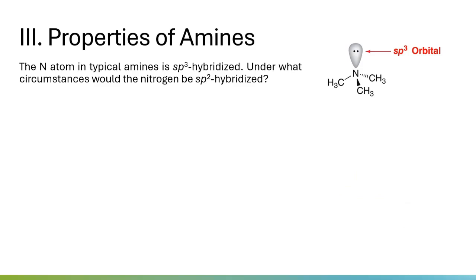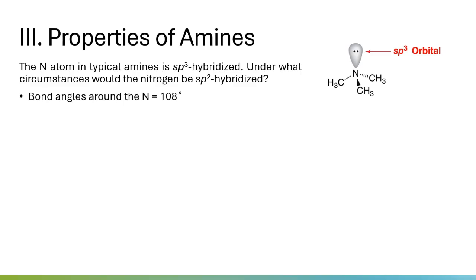3. Properties of amines. The nitrogen atom in typical amines is sp3 hybridized. Let's recall the circumstances under which the nitrogen is sp2 hybridized. That would be when those electrons are going to be contributing to resonance structures. Then they must be in a p orbital. Amines, though, are sp3 hybridized N atoms.